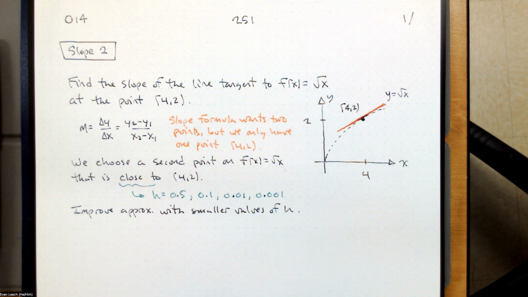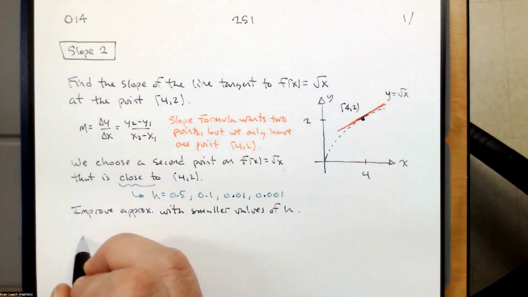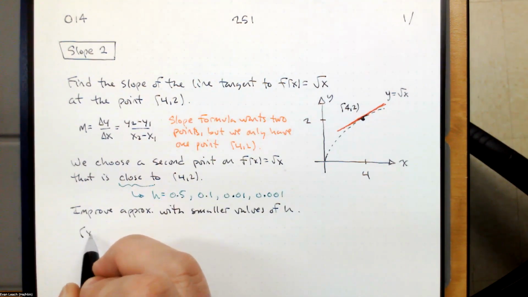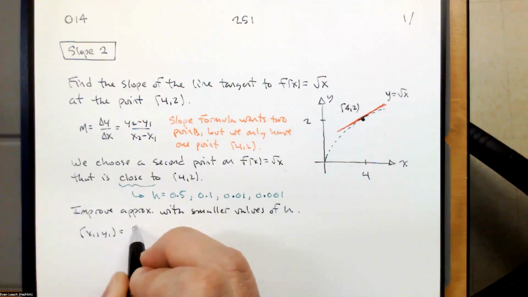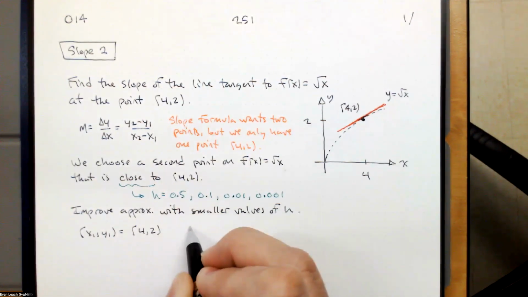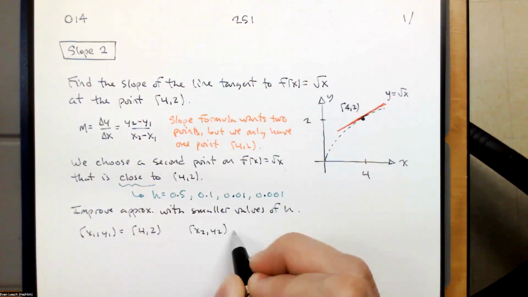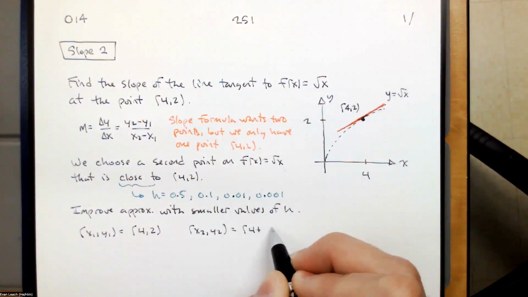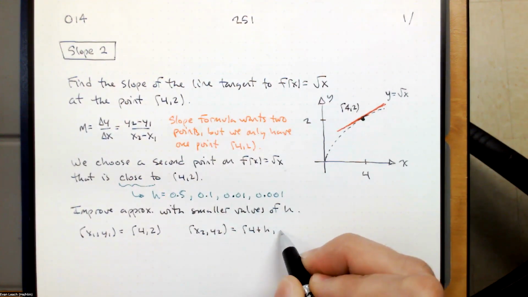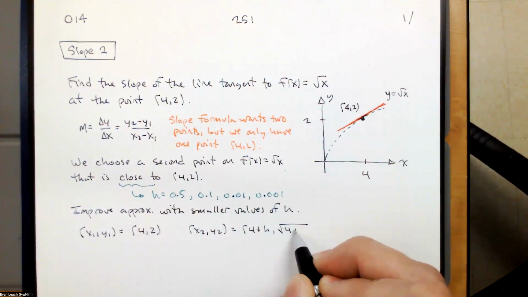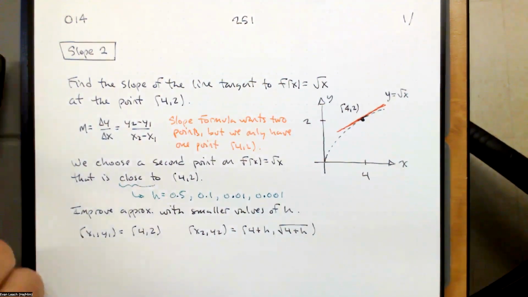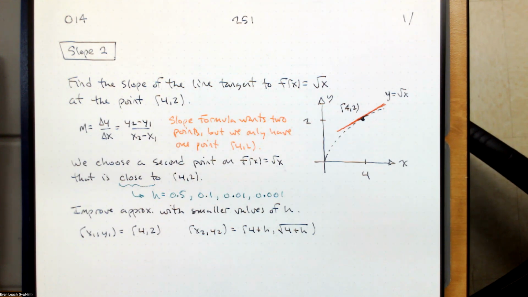So our x1, y1 will be the point (4, 2) that we start with. That's going to be the point (4, 2). And for x2, y2, I'm going to take 4 and add a little bit, and the y coordinate will be the square root of whatever that number is. So I'm going to find the slope of the line between these 2 points for different values of h.